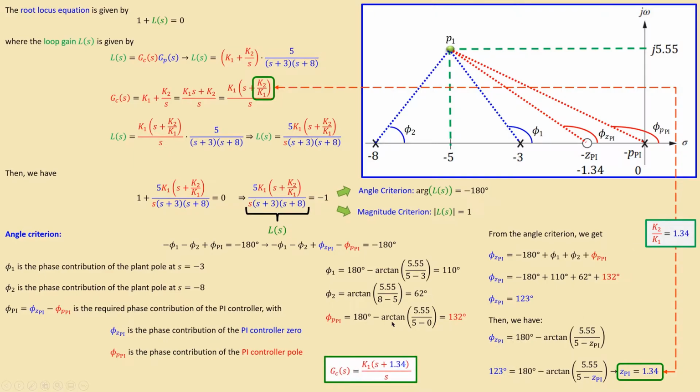So the controller in this case is given by this expression: k1 times (s plus 1.34) for the zero, divided by s. That is the controller expression we have at the moment. So we still need to calculate k1. Let's look at what we need to do in the next steps.